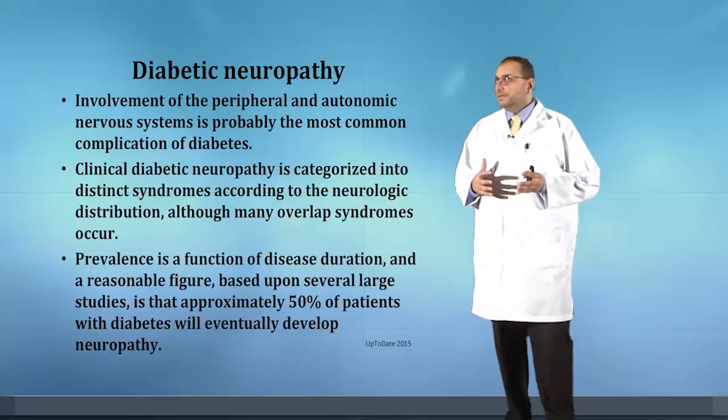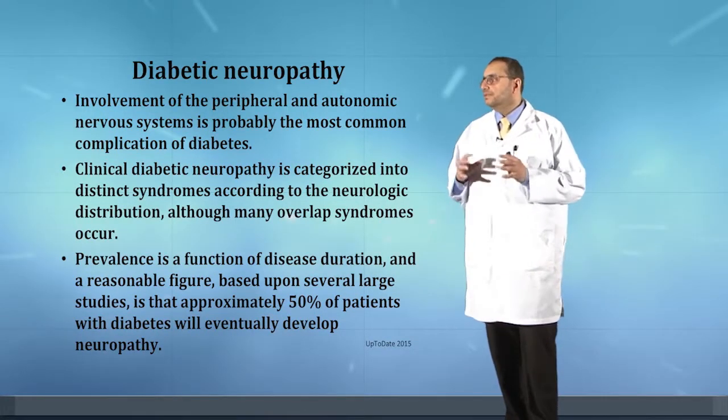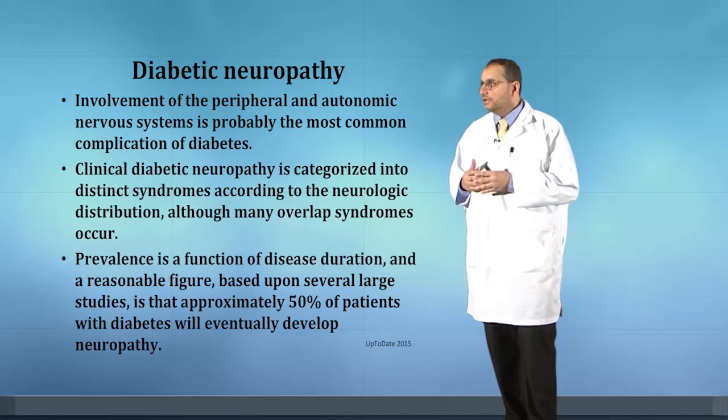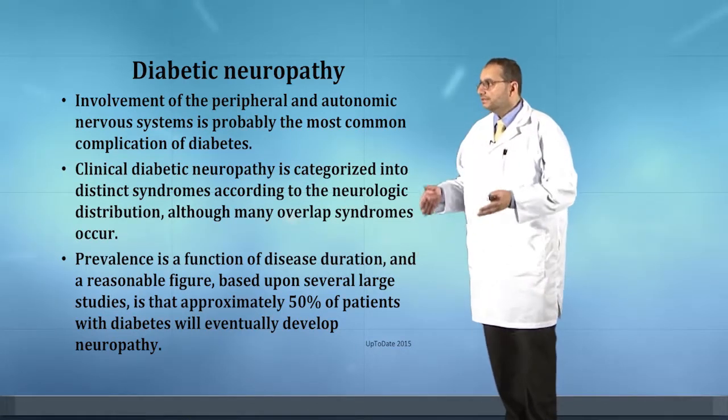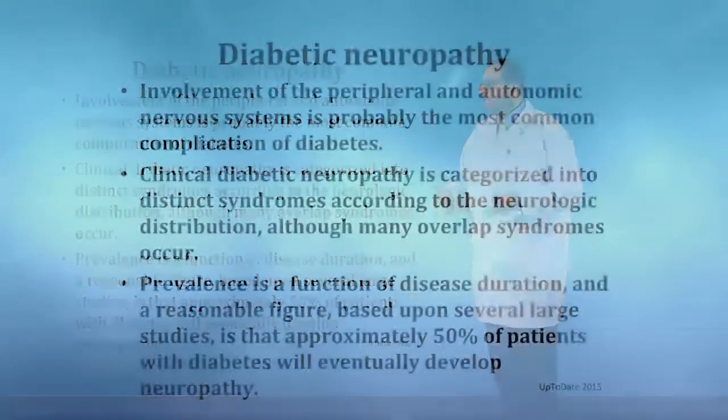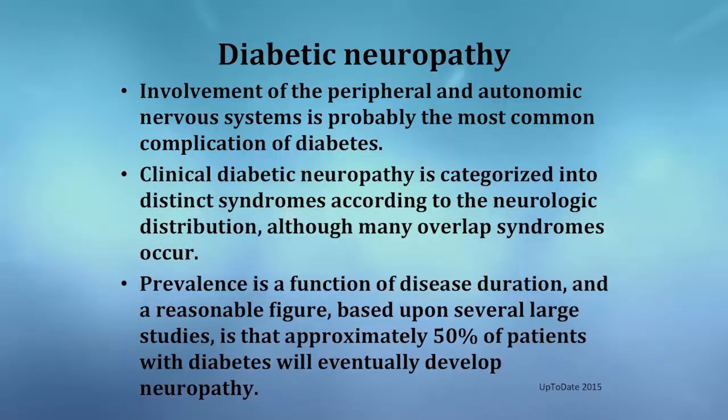So diabetic neuropathy is the involvement of the peripheral autonomic nervous system, the most common complication in diabetes. The clinical diabetic neuropathy is categorized by distinct syndromes according to the neurological distribution, although they might overlap. The prevalence is a function of the disease duration, and based upon several large studies, approximately 50% of the patients with diabetes will eventually develop neuropathy.